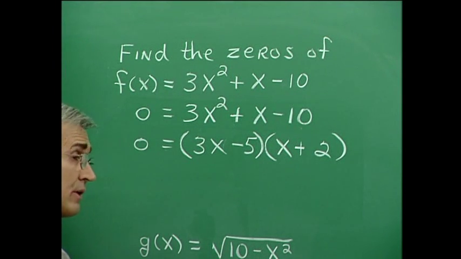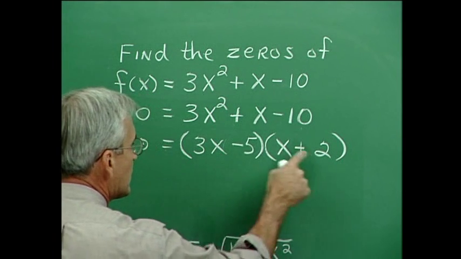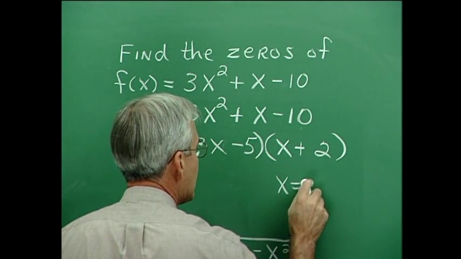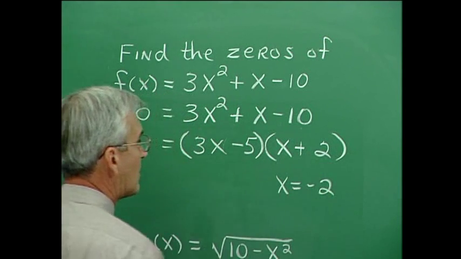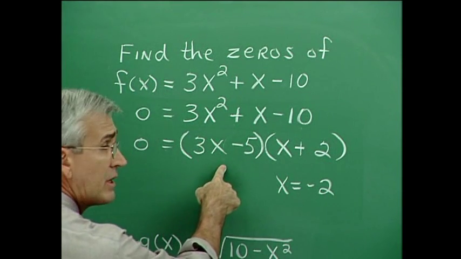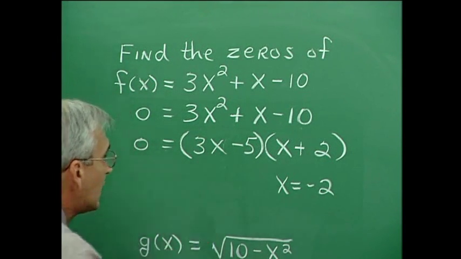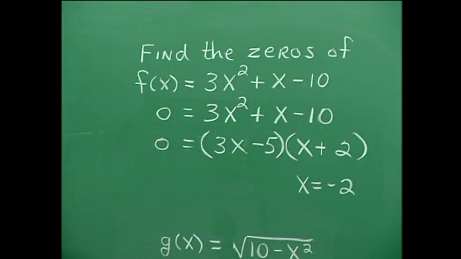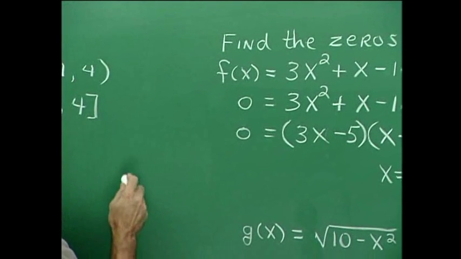Now, to identify the zeros, we identify the values of x that will cause each factor to become 0. This one's pretty obvious. We know that x would need to be negative 2 for this factor to become 0. But it's not so obvious here. And so we would want to write a little linear equation. I don't quite have enough room right here, so I would slide out to the side maybe and do something like this.